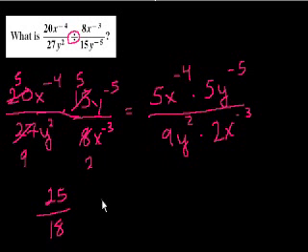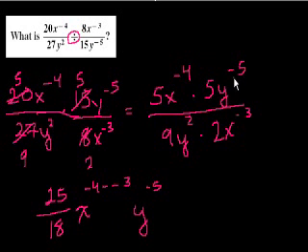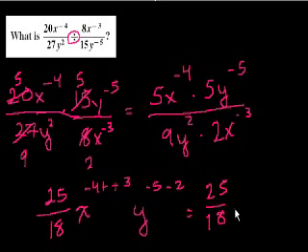Times x, let's do the x. X to the minus 4, right? Minus 4 minus, because we're dividing, minus 3. Times y to the minus 5, right? Y to the minus 5 minus 2, because we're dividing by that one. And that is equal to 25 over 18. Let's see, a minus minus, so that becomes a plus. Minus 4 plus 3, x to the negative 1. And then minus 5 minus 2, y to the minus 7.